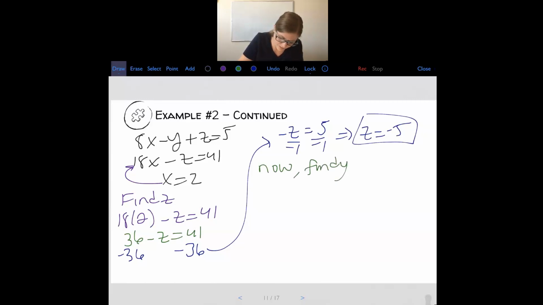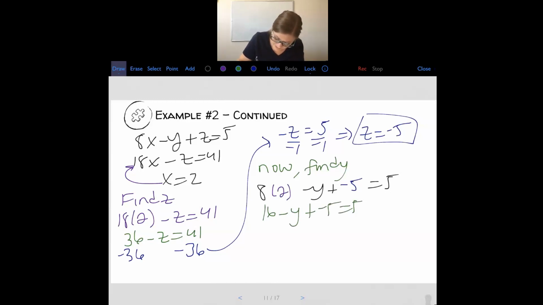So now, find y. Okay, so we have 8 times x, we know that x is equal to 2, minus y, which we're solving for, plus z, which is negative 5, and that is equal to 5. Okay, and we solve from here. So 8 times 2 is 16. Minus y plus negative 5 equals 5.